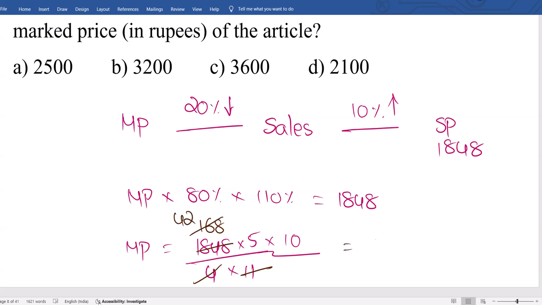Okay, this is 21 into 100. This I'm dividing by 2, here multiplying by 2. 21 into 10 into 10, 2100. Option D, 2100. Marked price is 2100, then 20% discount, then you are charging tax, and again you are increasing it.